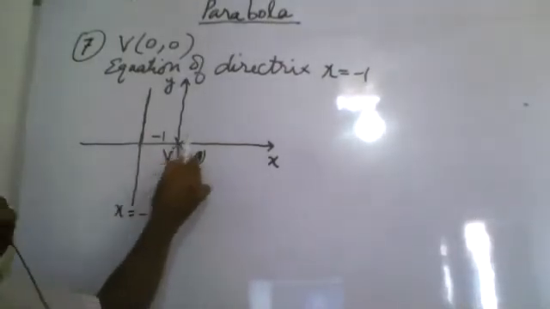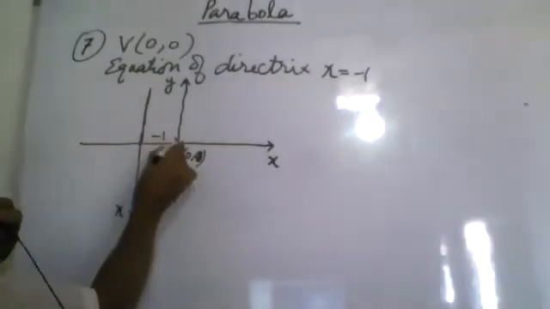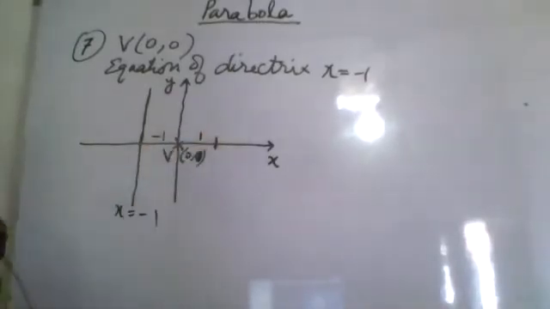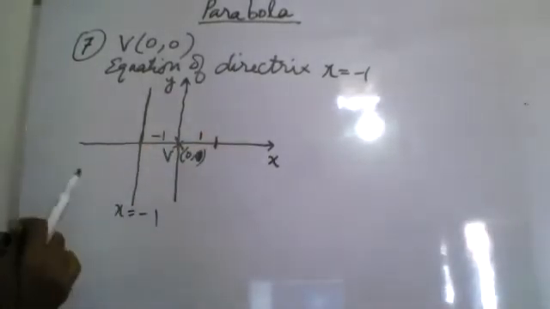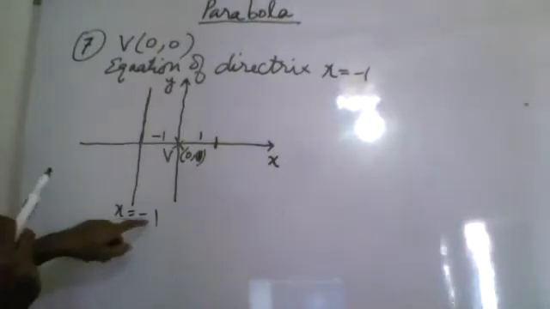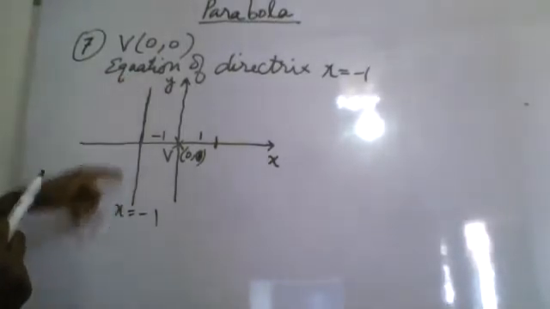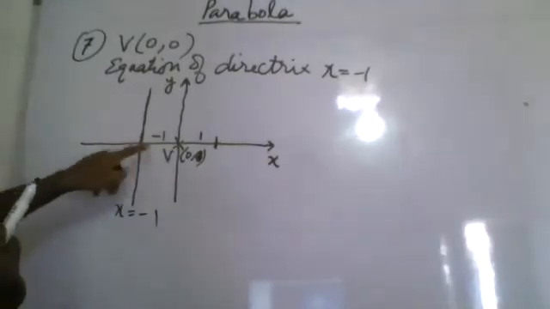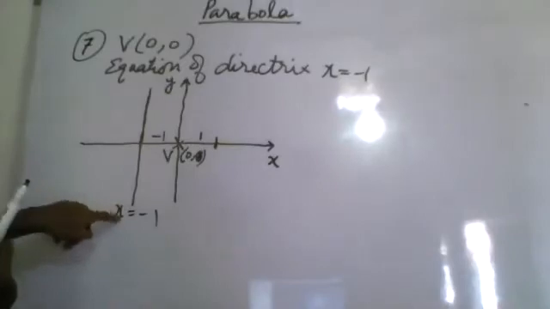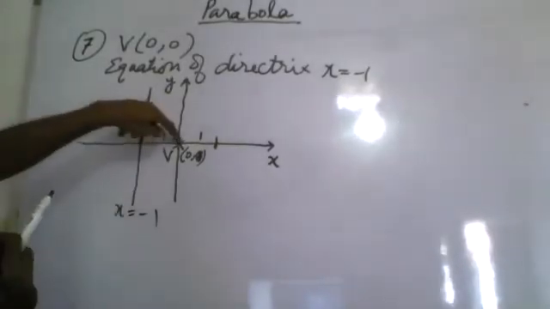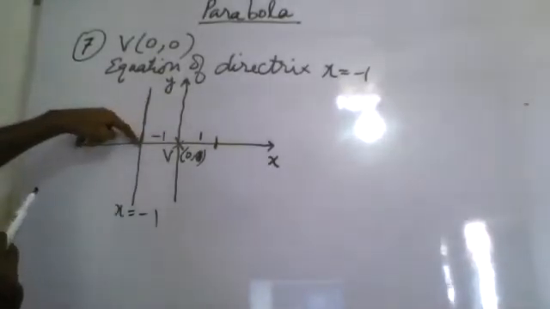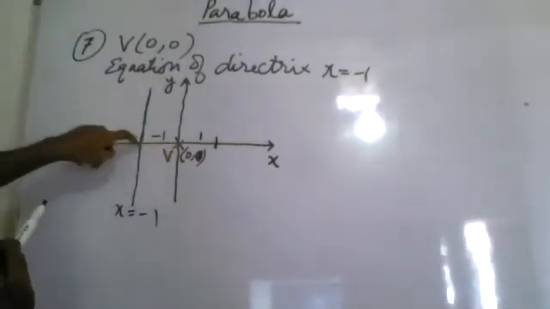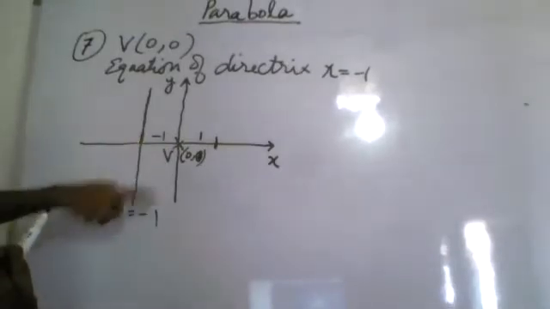If the distance from vertex to the directrix is minus 1, the distance of the focus from the vertex on the other side will be the same, it will be plus 1. Now what is the distance from the vertex to the directrix? The x coordinate is minus 1, so the distance on the x-axis is minus 1 from here to here.